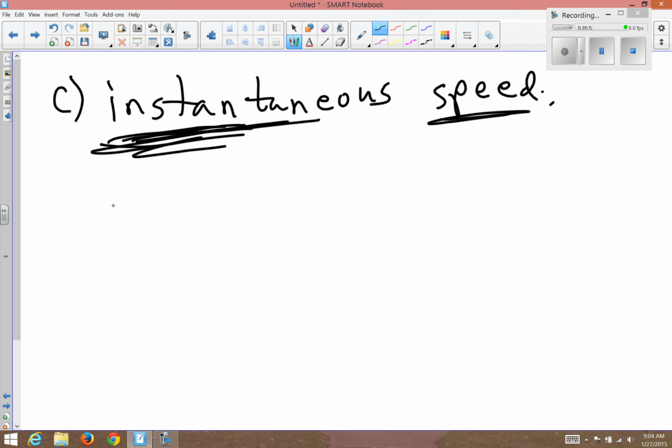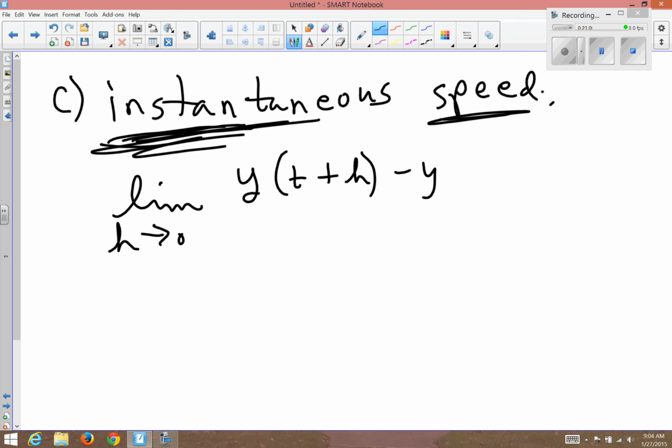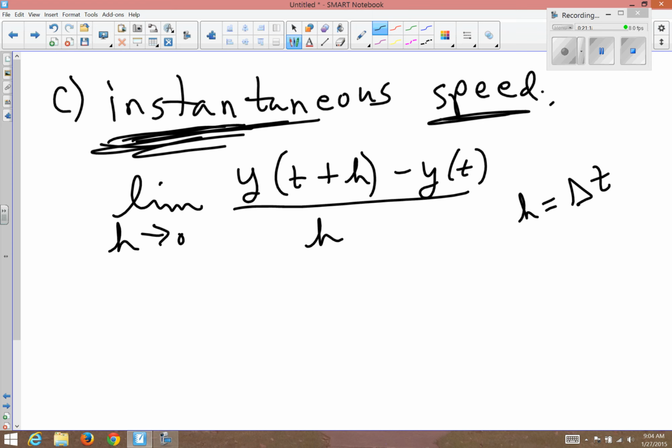Speed at an instant is the limit as h approaches 0 of y, where if y is measured in meters, of t plus h, keeping in mind that h is going to approach 0, minus y of t all over h. The h denominator is really a change in time. We need seconds on the bottom to have a meters per second answer. But we're going to make the h, the change in time, become 0. If we're finding the speed over an interval of time that's 0, that means we're finding the speed at an instant.